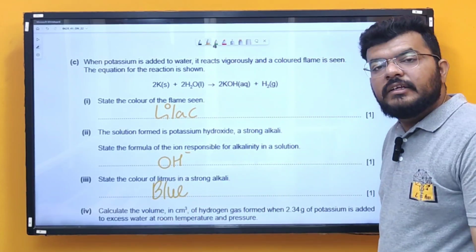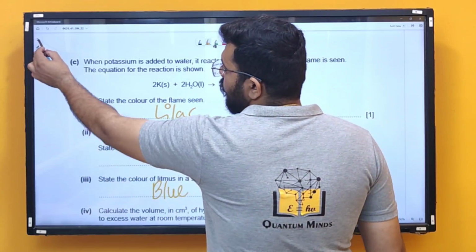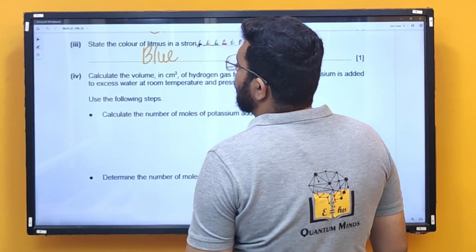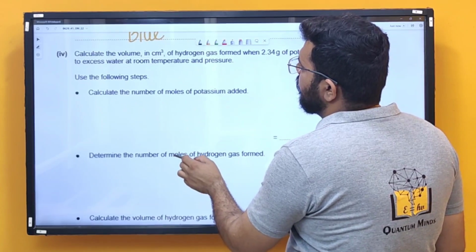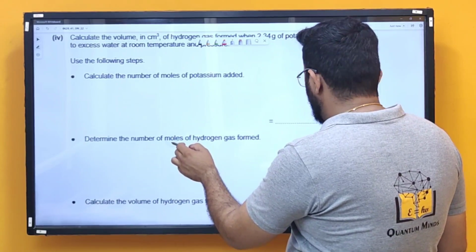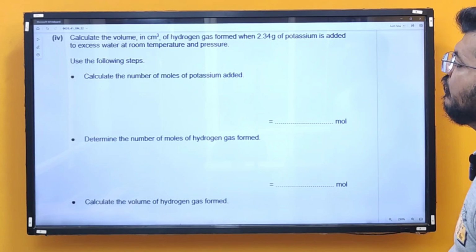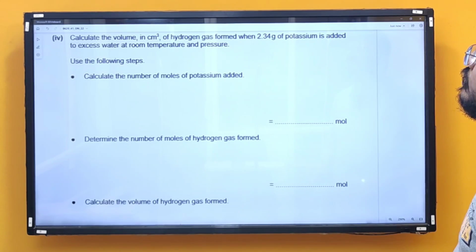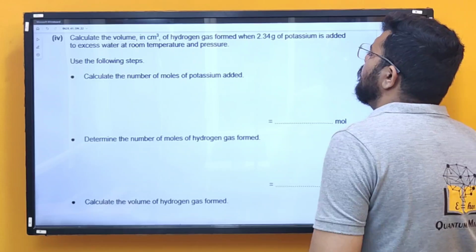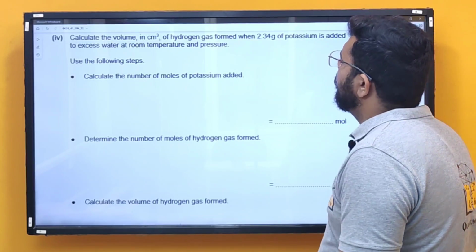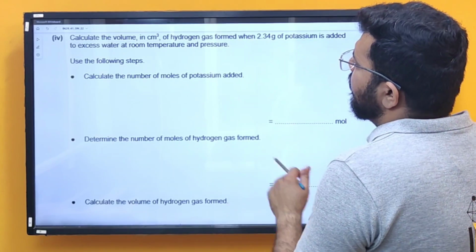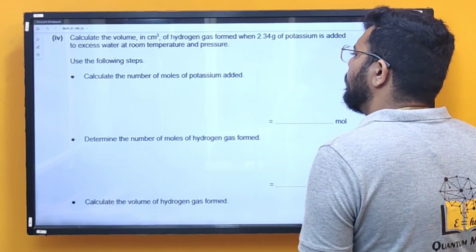In strong alkali, the color of litmus is blue. Then we have: calculate the volume. Just a second, this is a mole question. We might need some space. Okay, so calculate the volume in cm³ of hydrogen gas from 2.34 gram of potassium added to excess water at room temperature and pressure.